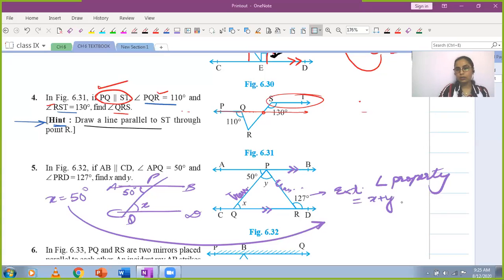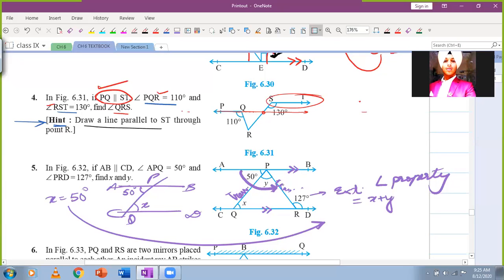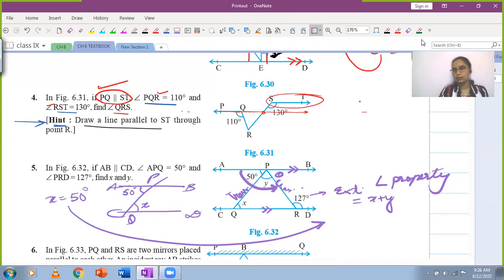So after this, you can go to exterior angle property. 50 and y are not forming a linear pair. Linear pair will be, if we combine the angles, we get a straight line. So if I put together 50 and y, 50 is this, and then take y along with it. Do you think it's a line? It's not a line yet.